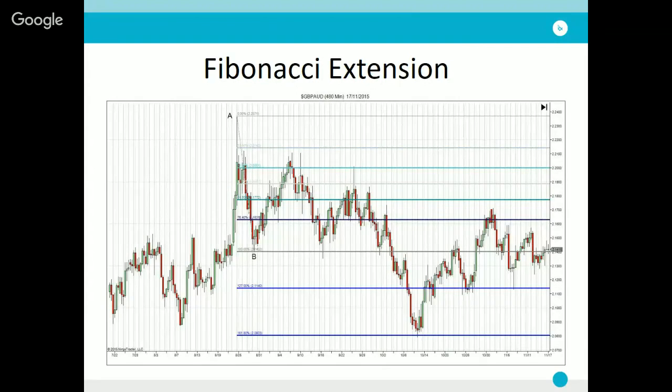So finally, the last Fibonacci tool that we're going to look at is the Fibonacci expansion. This is very similar to the extension idea that we just looked at, but where the retracement and extension tools use a 2-point measurement, measuring from point A to point B, the Fibonacci expansion tool actually measures 3 points. So let's take a look at this and I'll explain.